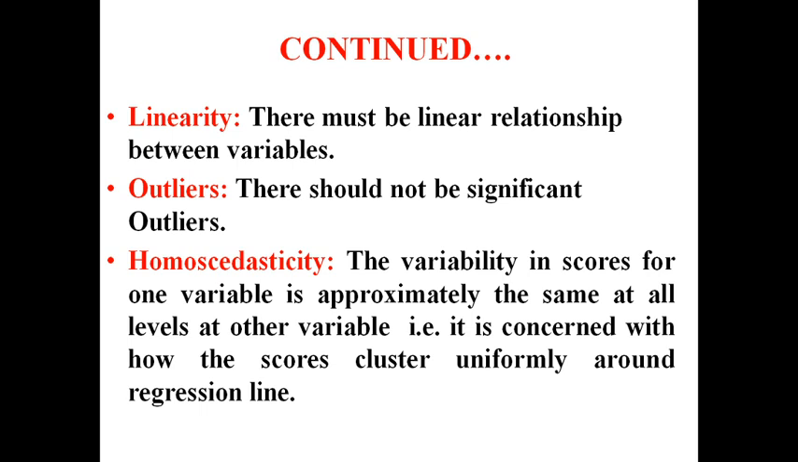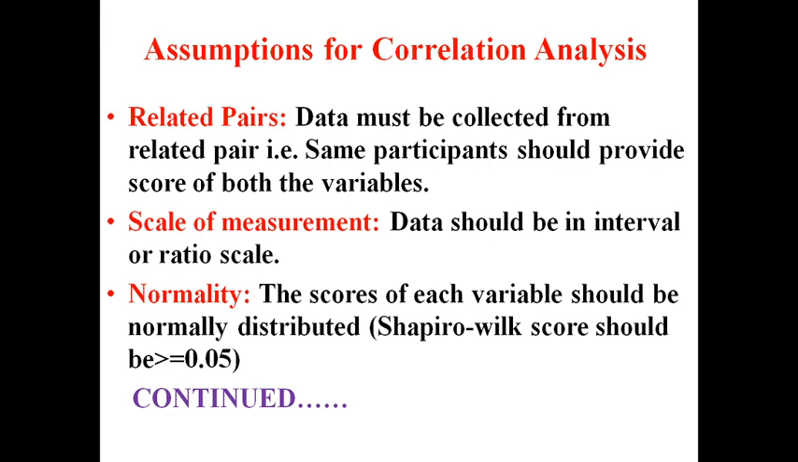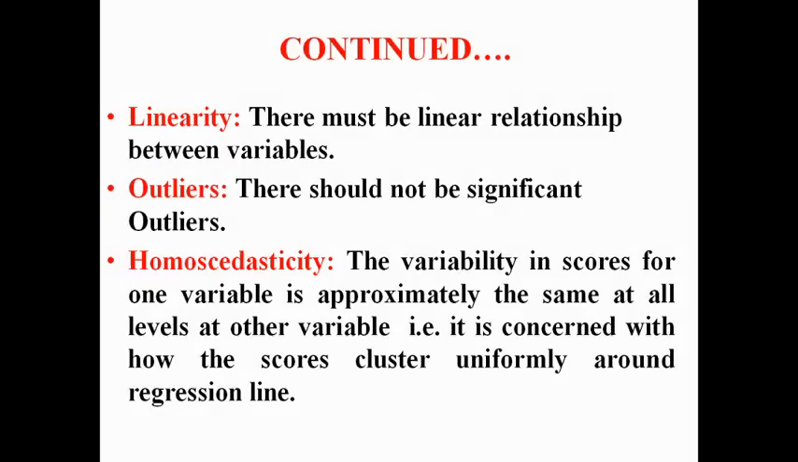The last one is homoscedasticity. The variability in scores for one variable is approximately the same at all levels of the other variable. That is, it is concerned with how the scores cluster uniformly around the regression line. So the first two assumptions, related pairs and scale of measurement, we will do through the theoretical aspect, whereas normality, linearity, outliers and homoscedasticity we will prove through SPSS.